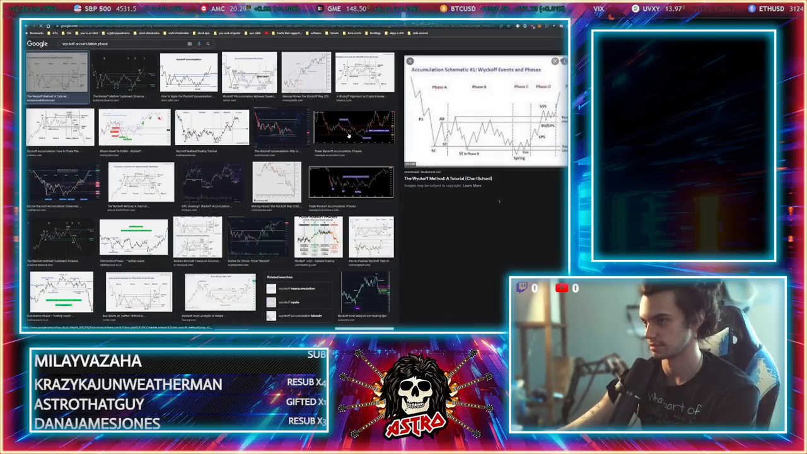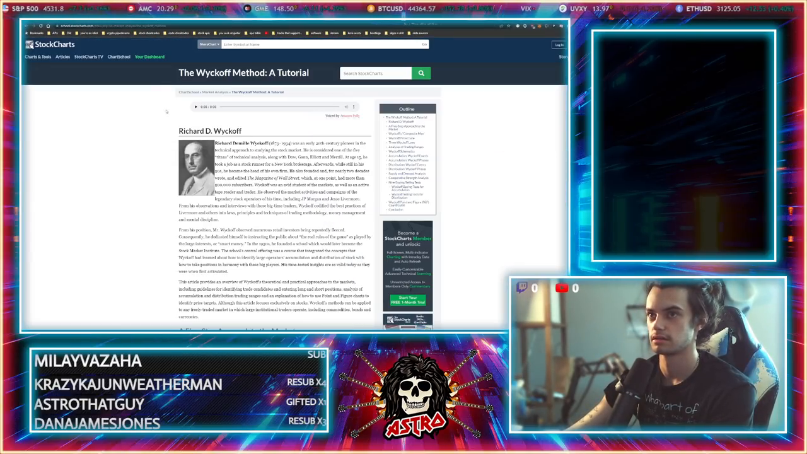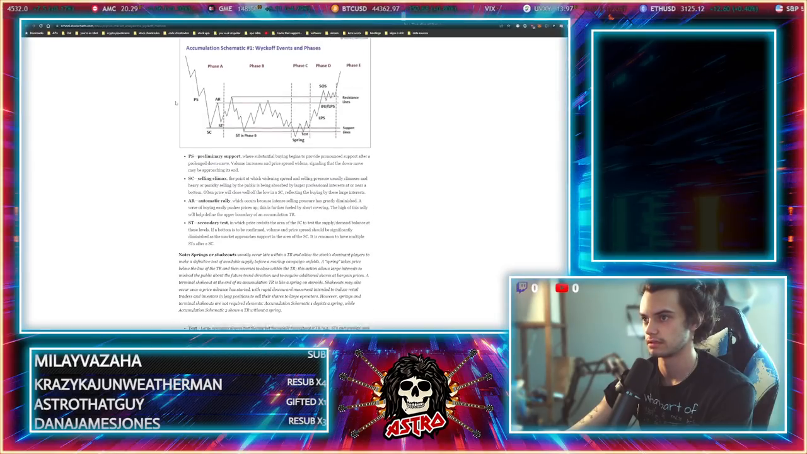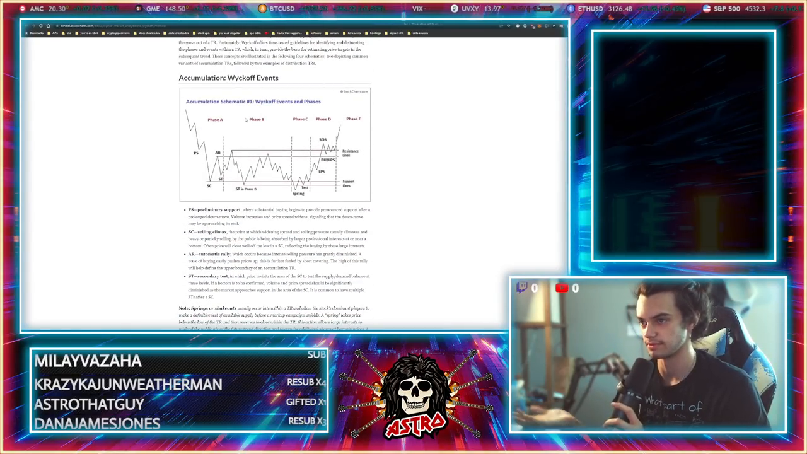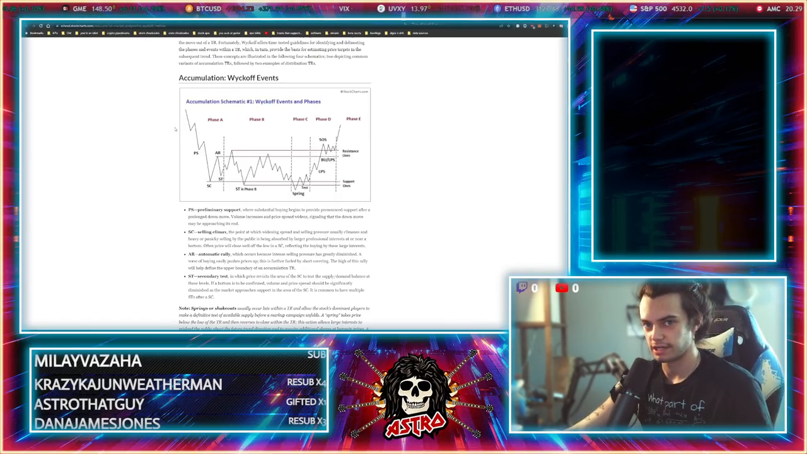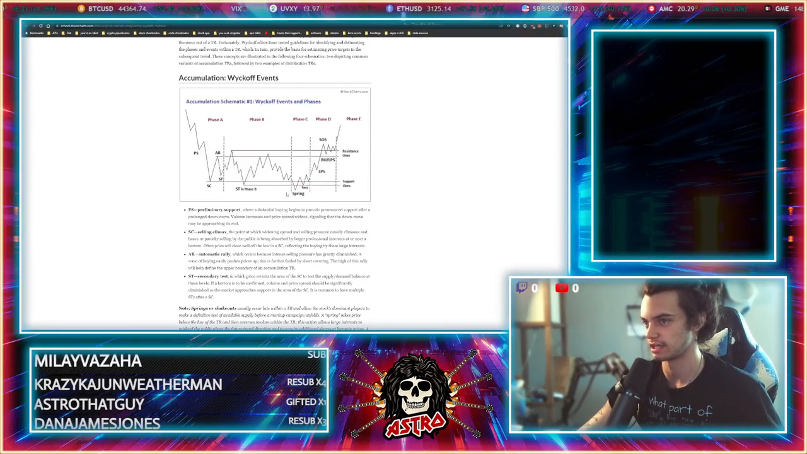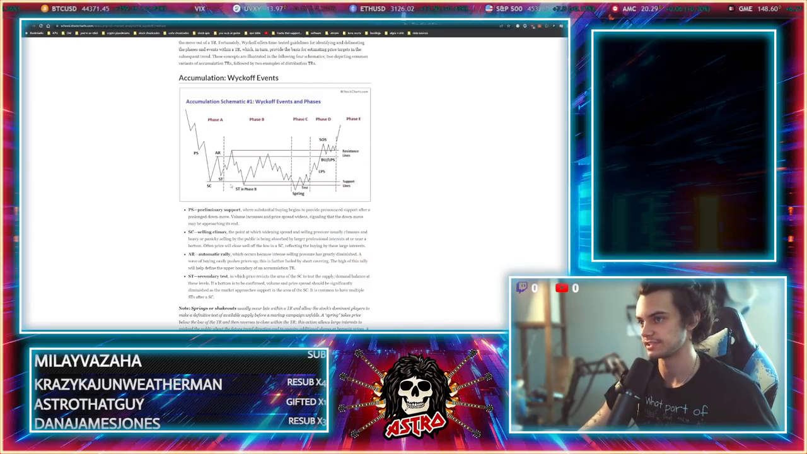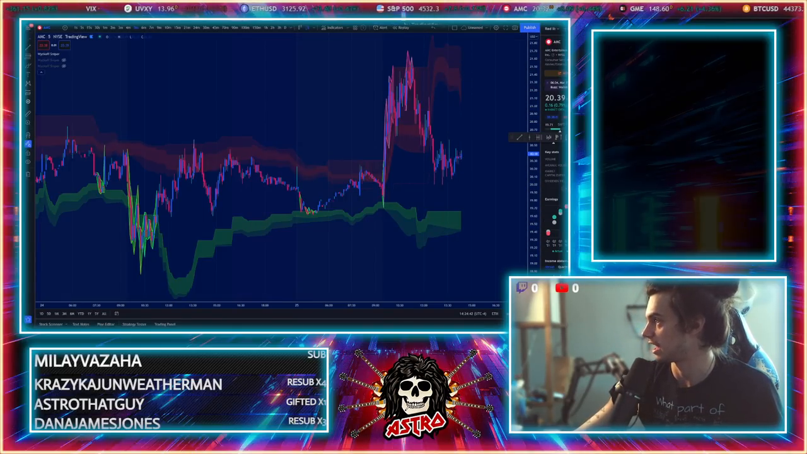Here's the schematic that I'm referencing. So this is your accumulation schematic. This is the pattern for what accumulation looks like. I'm not going to go fully in-depth as to what this means, but essentially, when I reference a spring region, it's talking about this right here. Your SOS is your sign of strength, and then going into phase E is when you either begin distribution or you form a higher accumulation.